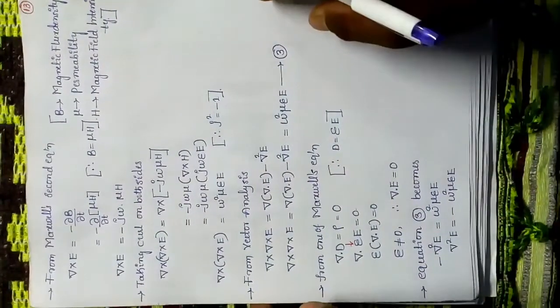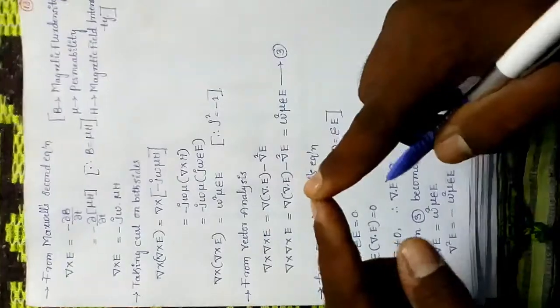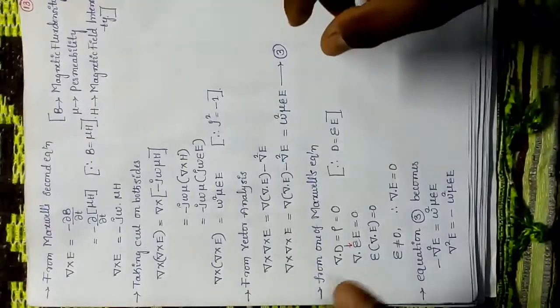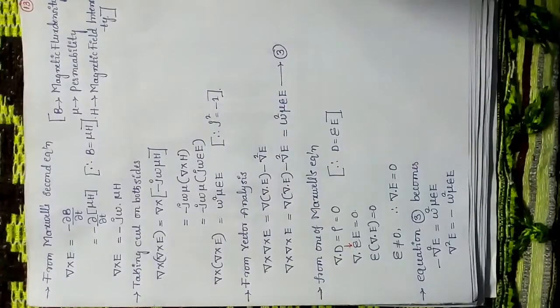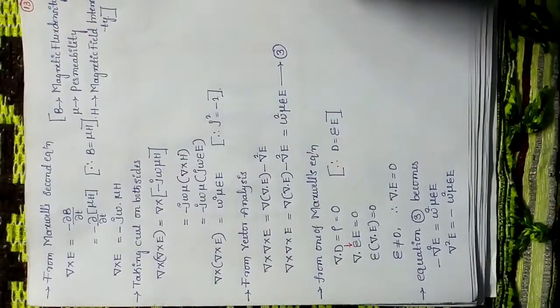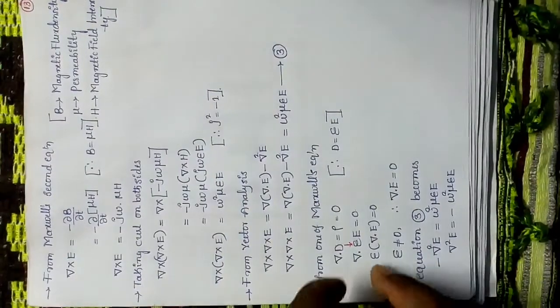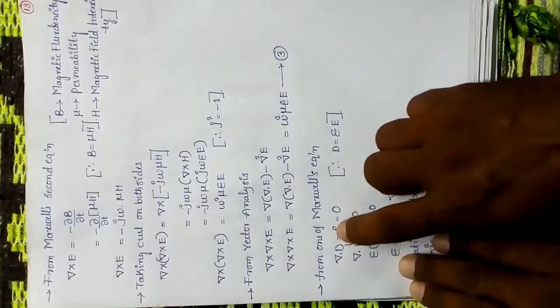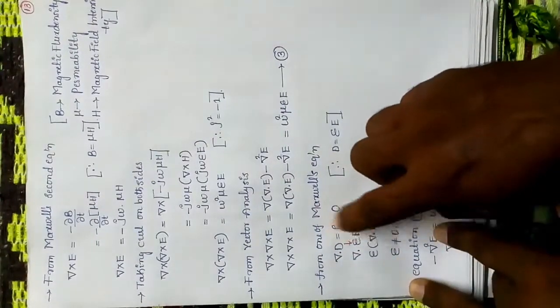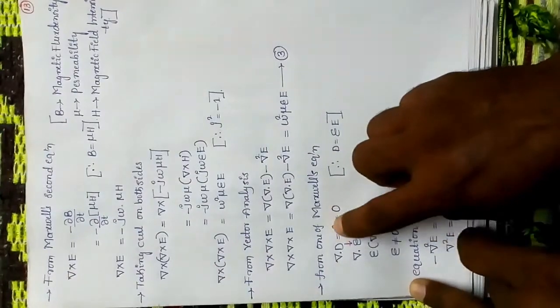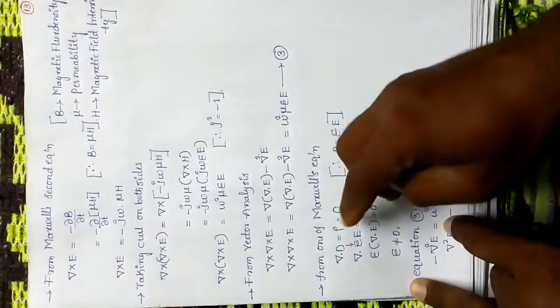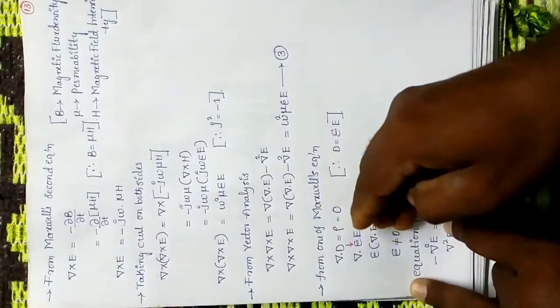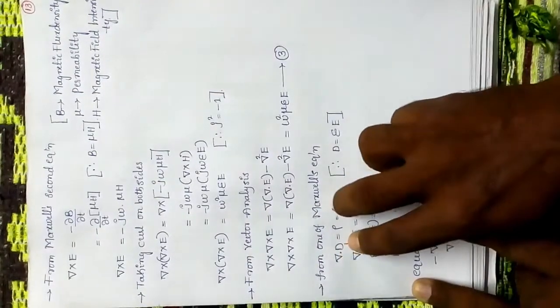From the Maxwell equations, out of the 4, I'm taking only one equation, that is del dot D. Del dot D is equal to rho. But here we have already assumed free space, that means the charge is equal to 0, so finally del dot D is equal to 0.